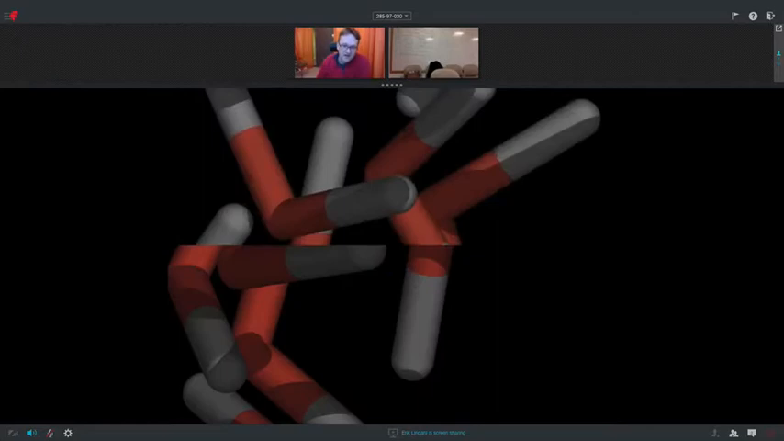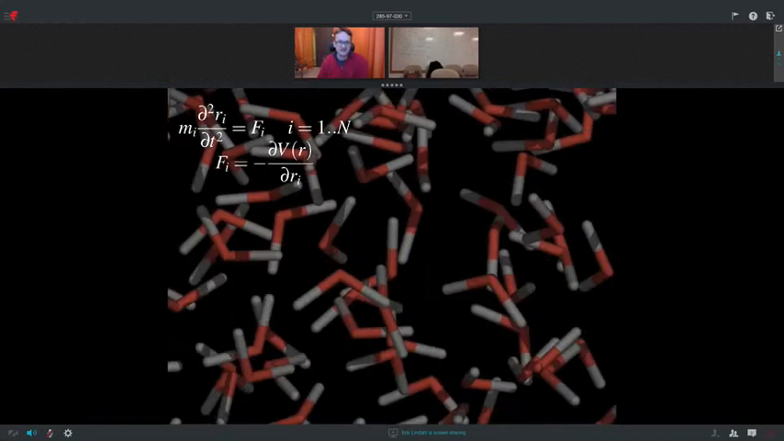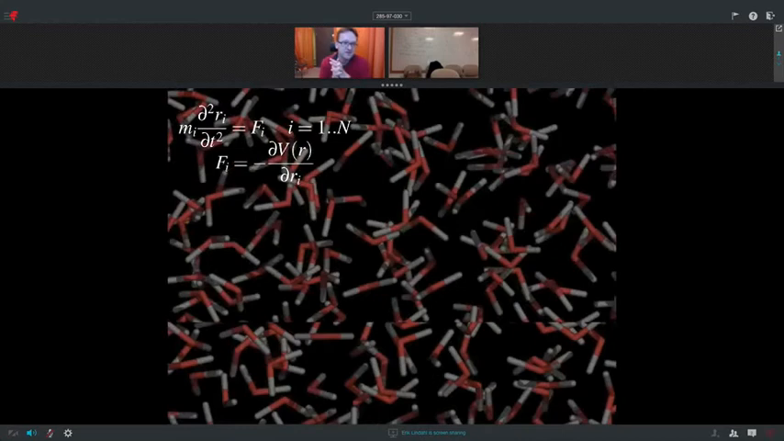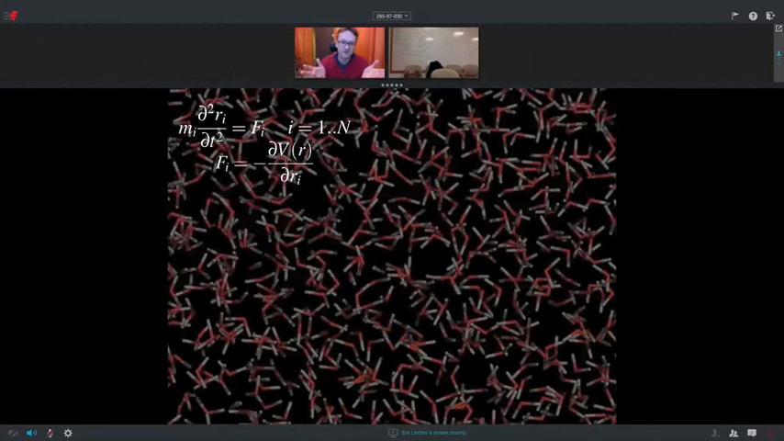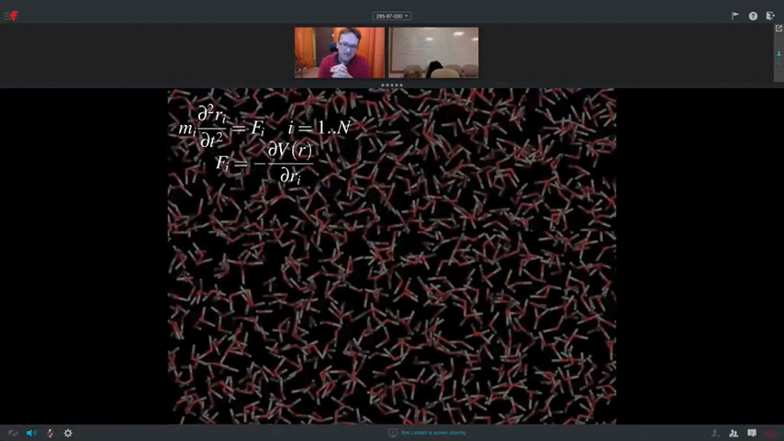So if we rather look at a very simple simulation like water here, simulations are really easy. This is the only equation I'm going to have in the talk. You integrate Newton's equations of motion. The first one says that force equals mass times acceleration. So if I know the force on atoms, I can calculate how they move. And that force I get from the derivative of the potential, which is a function of all the positions of the atoms. Given this, you might think that we can somehow predict the motions of molecules.